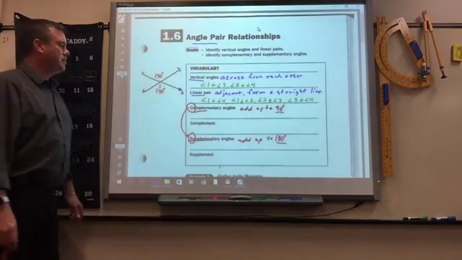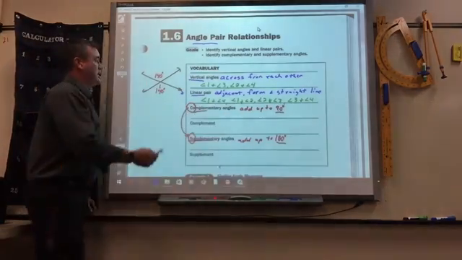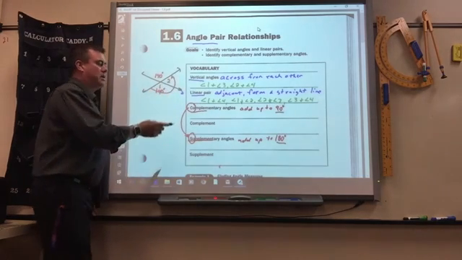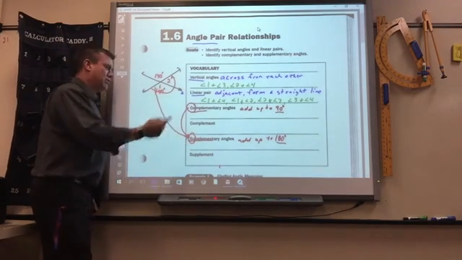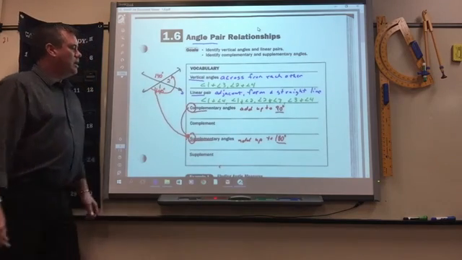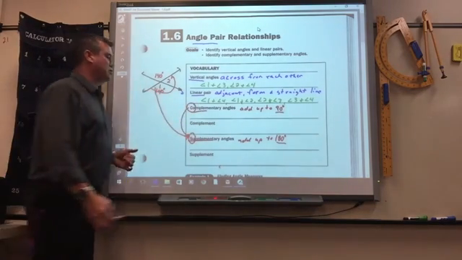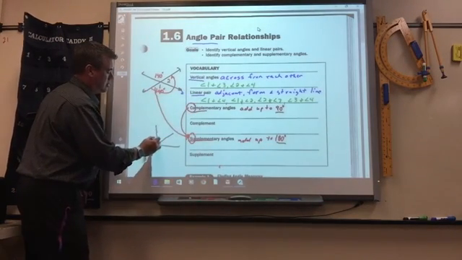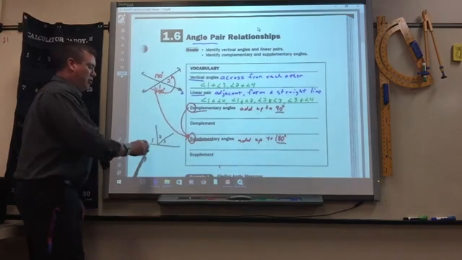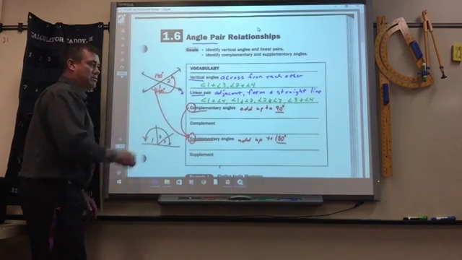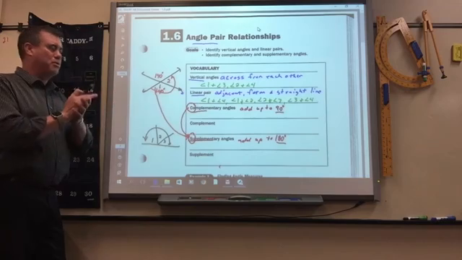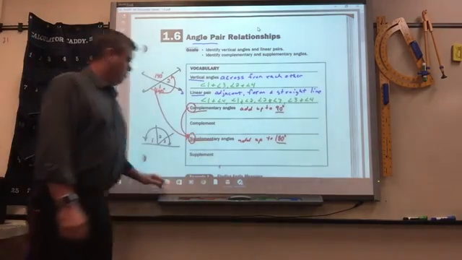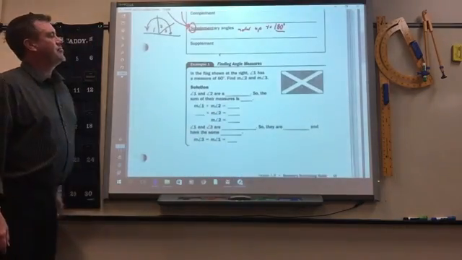Complementary, supplementary. Now, in this case, this angle and this angle, 1 and 2, they are a linear pair, but they're also supplementary. They don't always have to be just 2 angles. You could have 3 angles if you had a picture like this. There's 3 angles there. They're all supplementary to each other. 1, 2, and 3 are supplementary because when you put them together, they make 180.